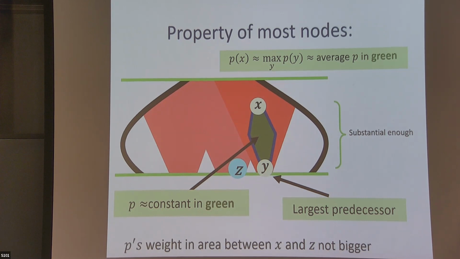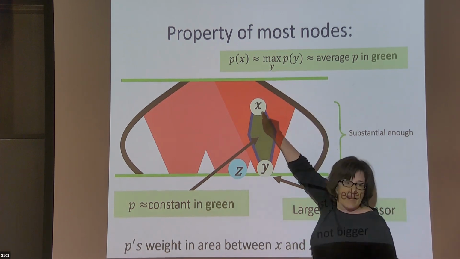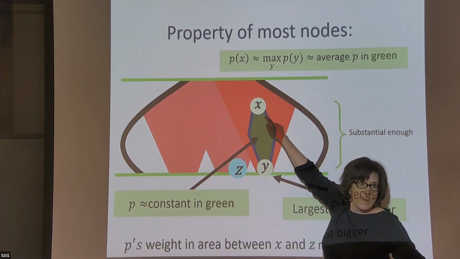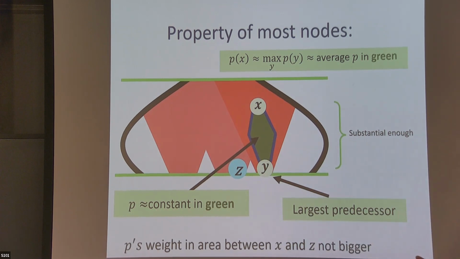So you are trying to learn the weights of the lower green level, not the upper one. So I'm just trying to learn the weight of X, for example. But I can do this now for whatever X I want. So that's the basis of the learning algorithm.